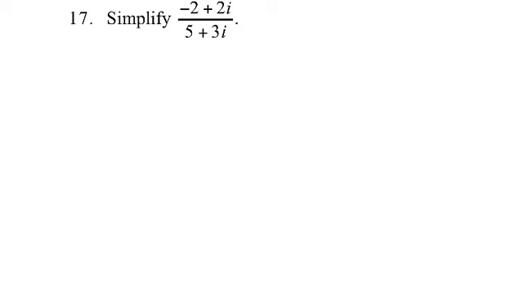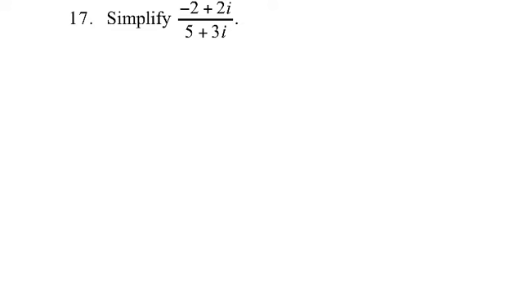Problem number 17 says simplify (negative 2 plus 2i) over (5 plus 3i). Now remember, we don't want to have any i's in our denominator. It's kind of like we don't want radicals in our denominator. I is the square root of negative 1, so therefore we have a radical in our denominator.